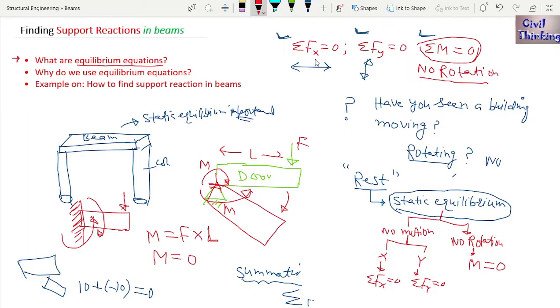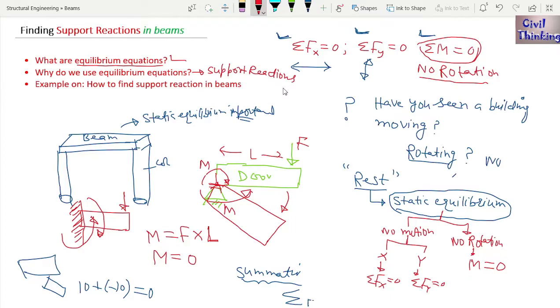That is the meaning of static equilibrium, okay? And I hope now these things make sense. Summation Fx equal to 0, summation Fy equal to 0, and summation moment equal to 0. I hope you understand problem 1. What are equilibrium equations? I think you get the answer, and I hope you will never forget this. Now the question is, why do we use equilibrium equations? We use them for different applications, and one of the applications is to find the support reactions. Now again the question is, what are support reactions?